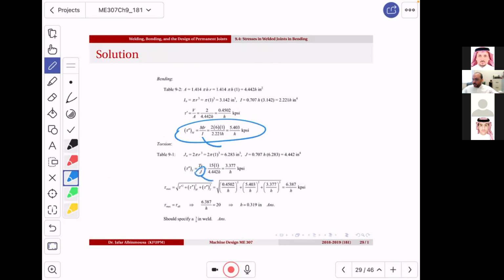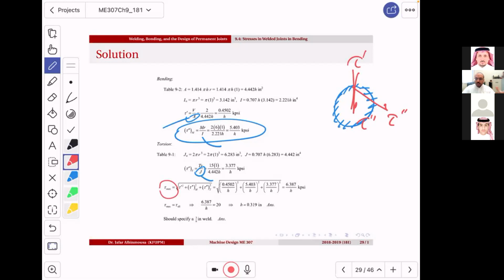Here you use J, which is calculated from JU. And here you have A. All of them are tabulated. How do I know them? For example, a circular weld, you go for the circular weld and you analyze it. What is interesting is that you will find tau double prime like this, tau double prime like this, tau prime. You combine them together under the square root and then you find a maximum shear. And if you can find the allowable shear from the standard, you can find the factor of safety by dividing the allowable by the applied, and that's it.